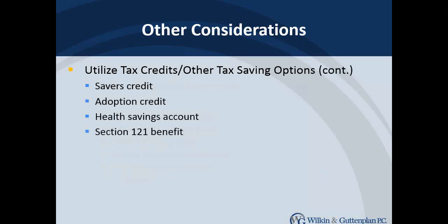Savers credit is to encourage individuals to save for retirement. Adoption is for taxpayers that are incurring adoption expenses. The Section 121 benefit, this is for taxpayers that are selling their primary residence. If it's been your primary residence for 2 out of the past 5 years, and you're selling it, up to $500,000 for married taxpayers is actually excluded from your income if you qualify.